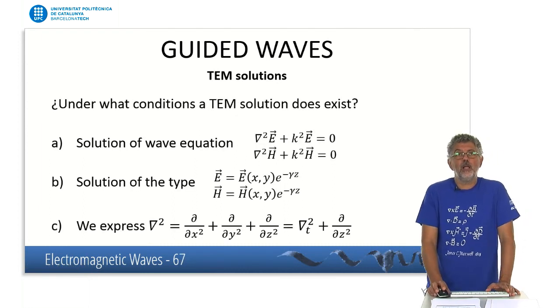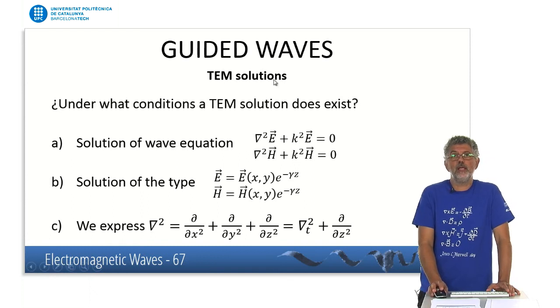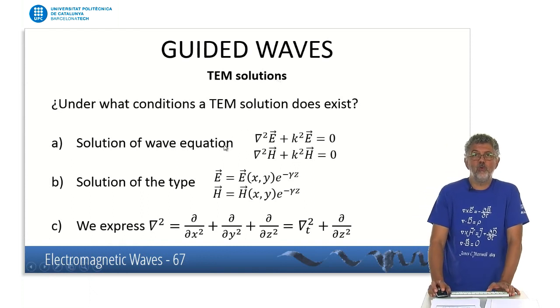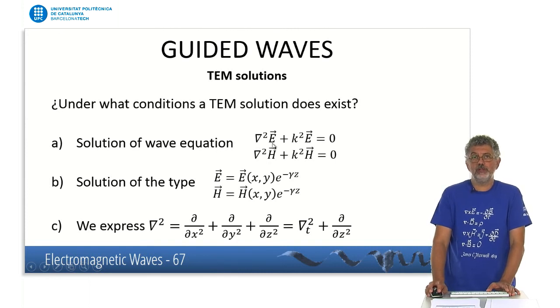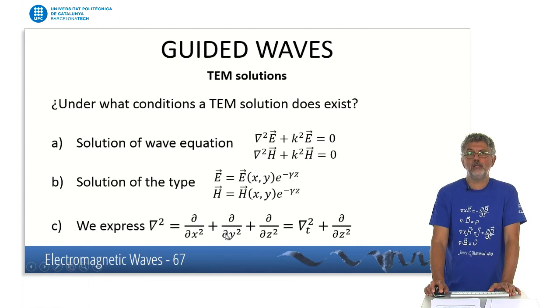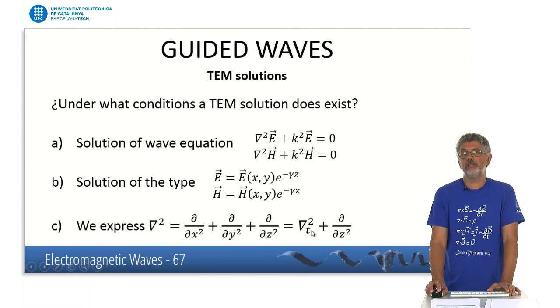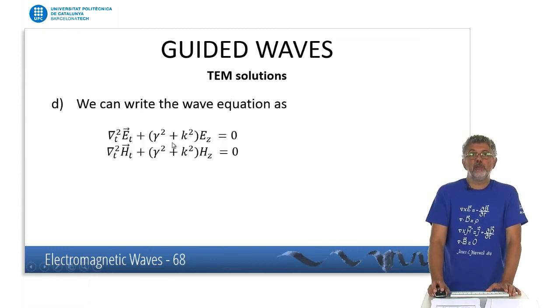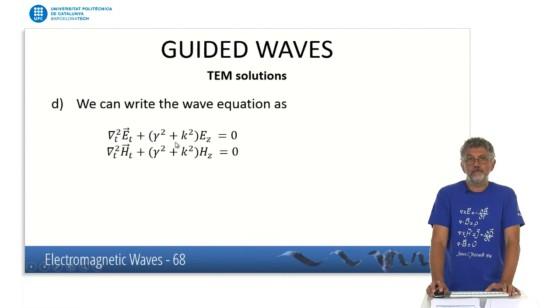Now, under what conditions do we have a TM solution? Well, if we go back to the wave equation, which is this one, and we know that we have solutions of this type for the propagation in a guided structure, we can write this Laplacian operator, which is the second derivative along the x, y, and z axis, in this way. We're just giving a specific name to this, the derivative along the transversal coordinates. We can rewrite the wave equation in this way.